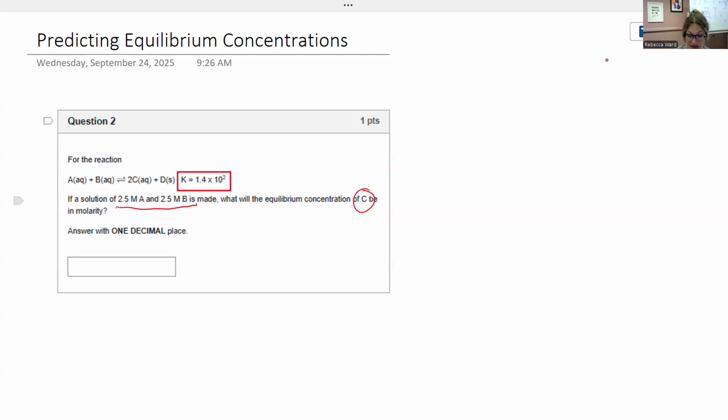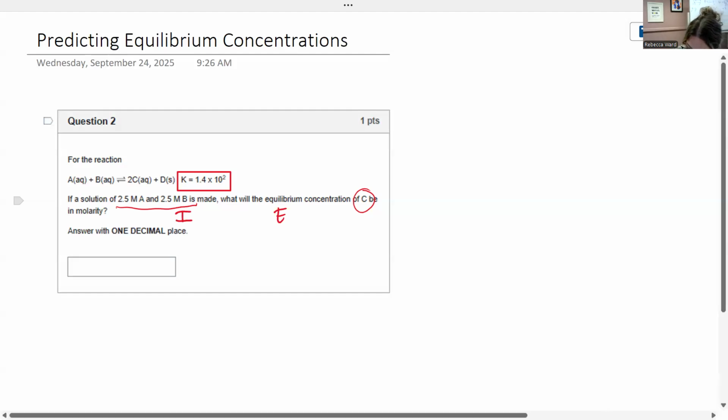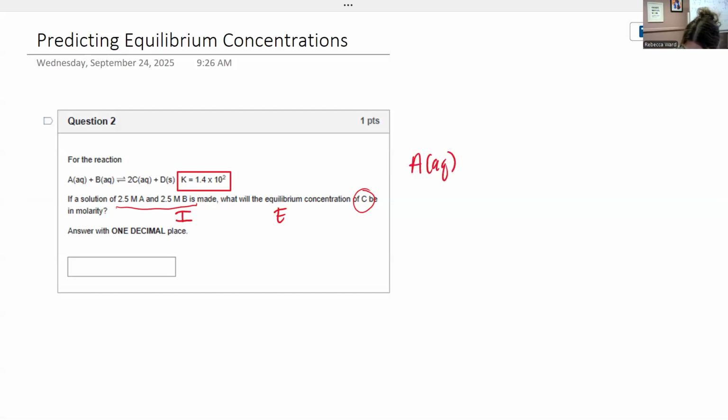I noticed right off the bat that I've been given initial concentrations and I'm asked for an equilibrium, right? So these are initial concentrations and I want an equilibrium concentration. As soon as I see those two, I'm like, this is an ice table question. I should set it up as an ice table. So I'm going to have A aqueous plus B aqueous in equilibrium with 2C, which is aqueous, and D, which is solid.